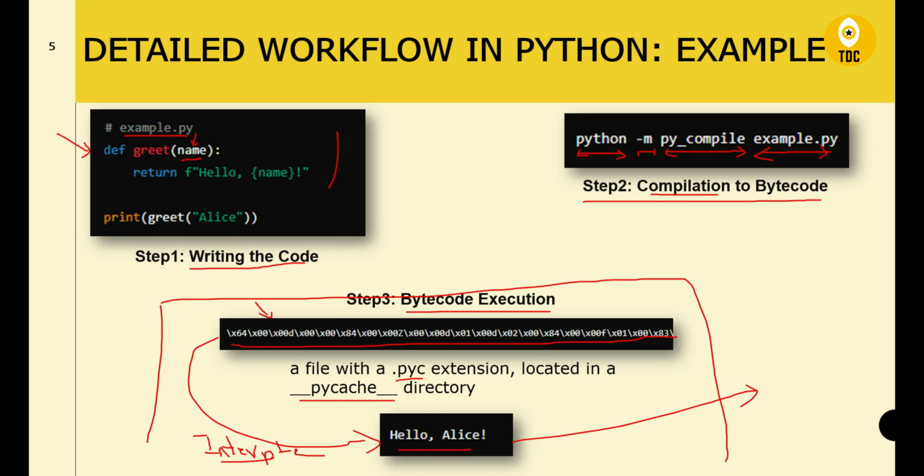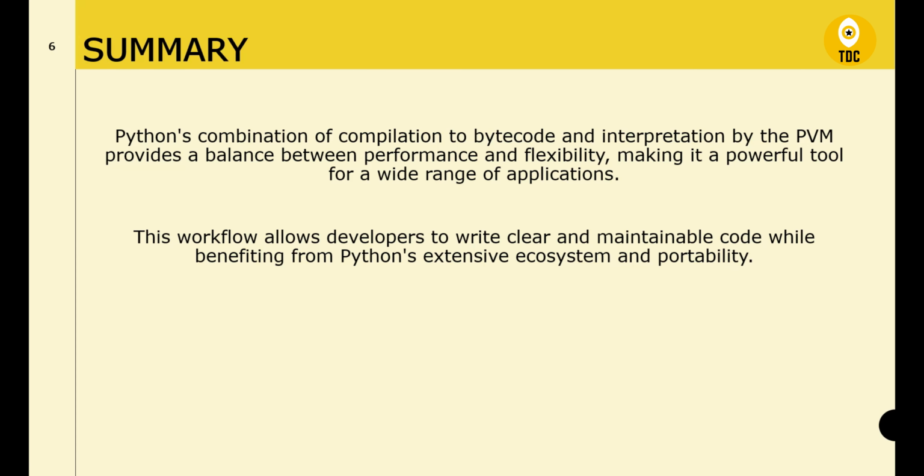So with this example, I hope it was useful to understand how Python is using the combination of both compilation and interpretation. And this applies for any small, big, or complex project or code you write. Exactly the same is going to happen. So coming to the summary, as we have seen, Python makes use of the blend of both interpreter and compiler. It combines the compilation to convert to bytecode and interpretation by the PVM, which provides a balance between performance and flexibility. That is why Python is one of the powerful tools for a wide range of applications.